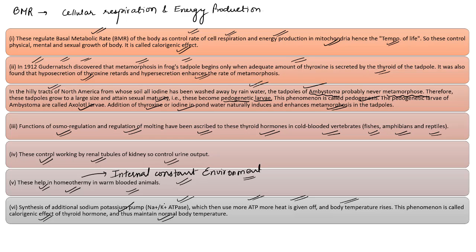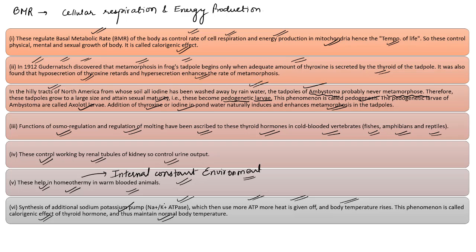So these are the known functions of thyroxine hormone. The first and foremost is the control of BMR, and because of the regulation of basal metabolic rate, it is going to control all other functions.